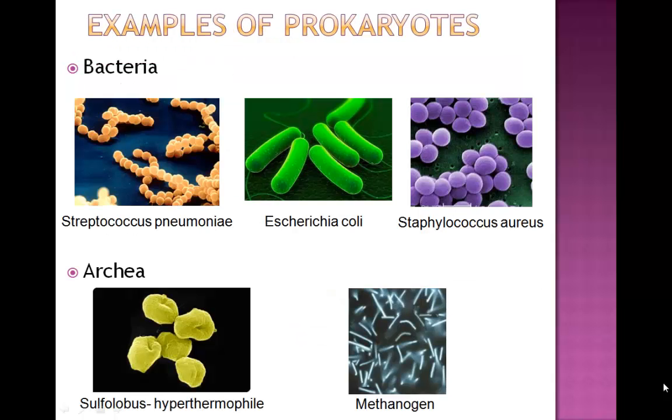Shown here are a few examples of Bacteria and Archaea. The first one is Streptococcus pneumoniae, and the second Escherichia coli, the third Staphylococcus aureus are examples of bacteria. For Archaea, we have Sulfolobus, which is a hyperthermophile, meaning it survives in extremely high temperatures, and a Methanogen, which is a methane producing Archaea.